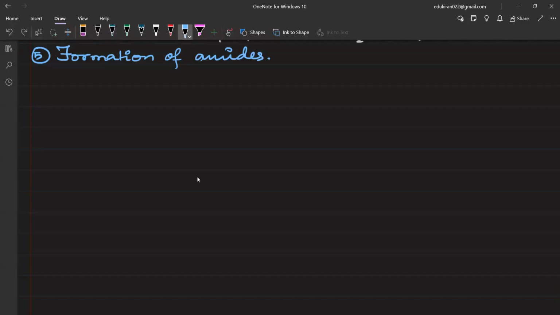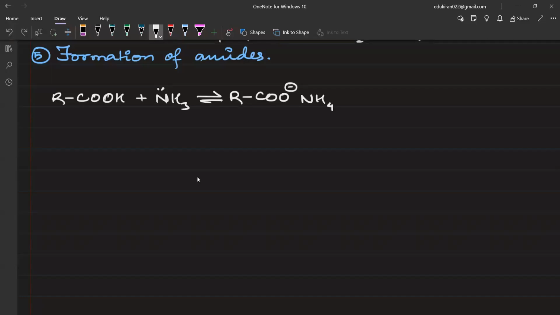When carboxylic acid RCOOH reacts with ammonia, carboxylic acid is an acid and ammonia is a Lewis base. So the lone pair of electrons will attack the hydrogen atom, and you will get RCOO negative. Since nitrogen has attacked the hydrogen, nitrogen gets the hydrogen, NH4, and this gets a positive charge.